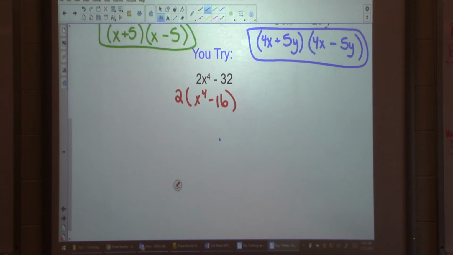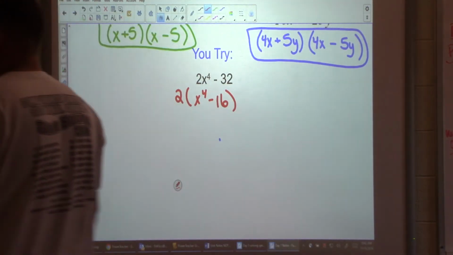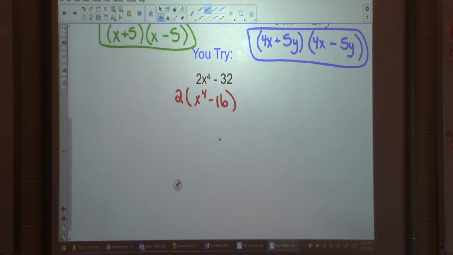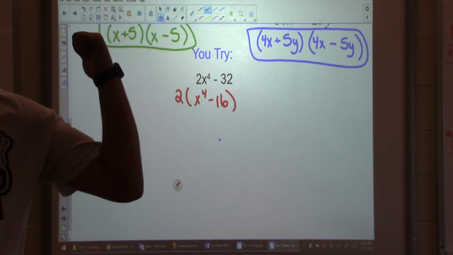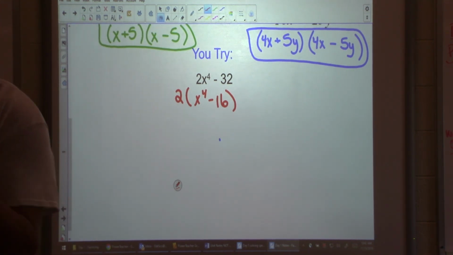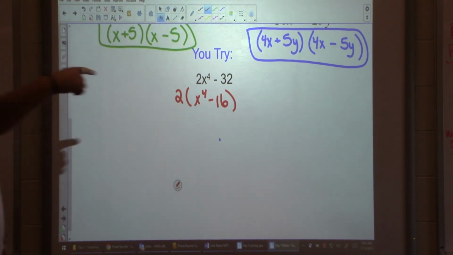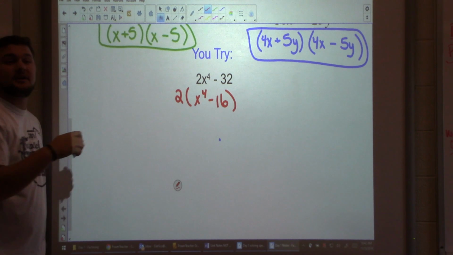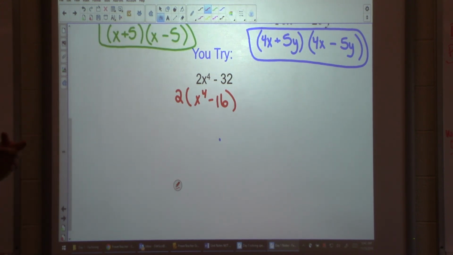Alright, so what should be my next step then, after I factor out the 2? No one knows? Wait, hold up. What were we just practicing this whole page? Difference of perfect squares. Do I have subtraction? Yes. Is x to the 4th a perfect square? x squared, yeah, because x squared times x squared gives me x to the 4th. And 16 is 4 squared. Oh, 16's a perfect square. I see.